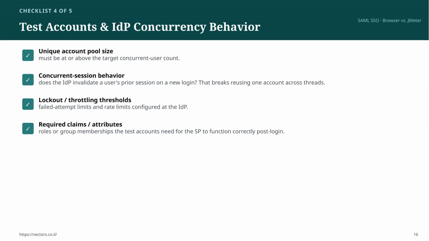Fourth, test accounts and concurrency behavior at the identity provider. The unique account pool needs to be at least as large as the target concurrent user count. It's essential to know whether the identity provider invalidates a user's previous session the moment they log in again elsewhere, because if it does, you cannot reuse the same account across multiple concurrent threads. The scripter also needs the account lockout and rate limiting thresholds, and any specific claims or group memberships the test accounts need in order for the application to actually function once they're logged in.